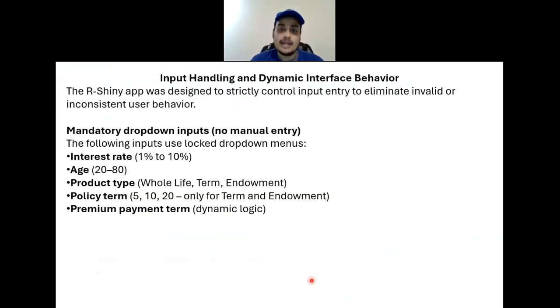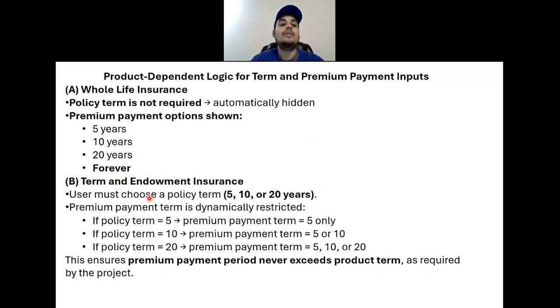Now moving on toward the input handling and dynamic interface behavior. To minimize the errors, we have mandatory drop-down menus. Interest rate ranges from 1% to 10%, age from 20 to 80 years, product type is whole life, term, or endowment, policy term is 5 years, 10 years, or 20 years, which is only valid for term and endowment, and the premium payment term has dynamic logic. So for whole life insurance, the policy term is not required, it is automatically hidden.